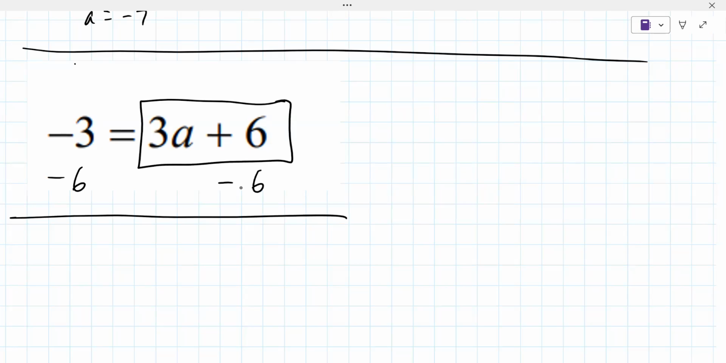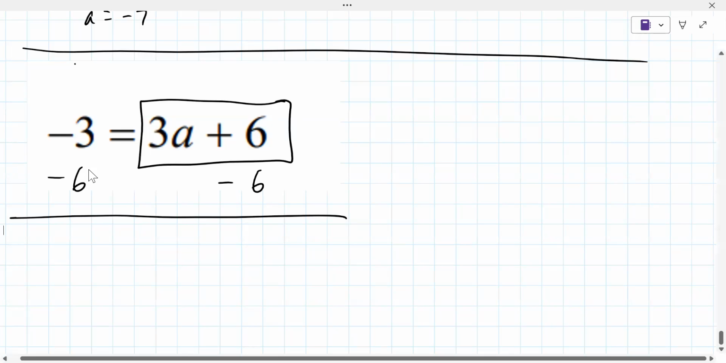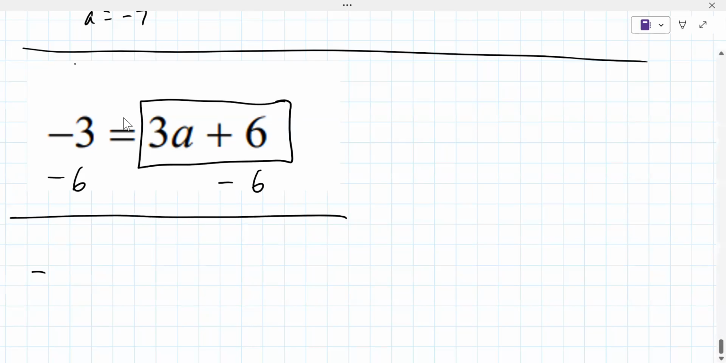Tell me what the left side becomes. -3 minus 6. 3. Try again. They're both negatives. The answer is negative. Okay. And because they're the same sign, you add the numbers together, 3 and 6, so -9. Yes. Okay.